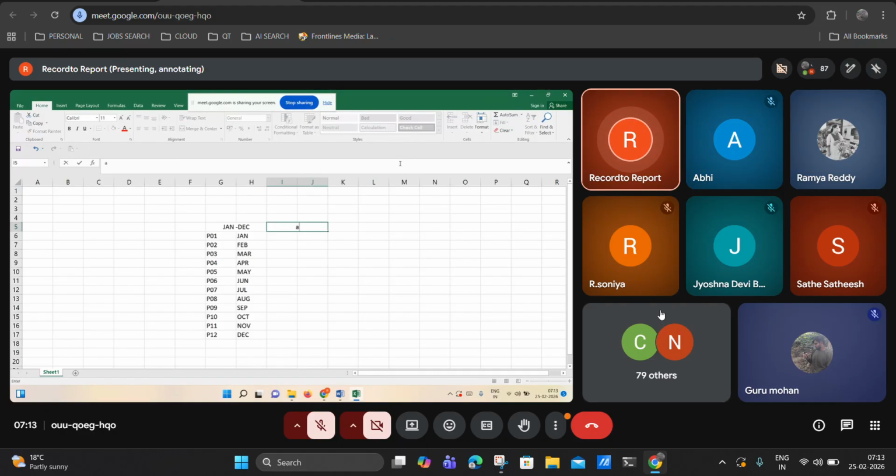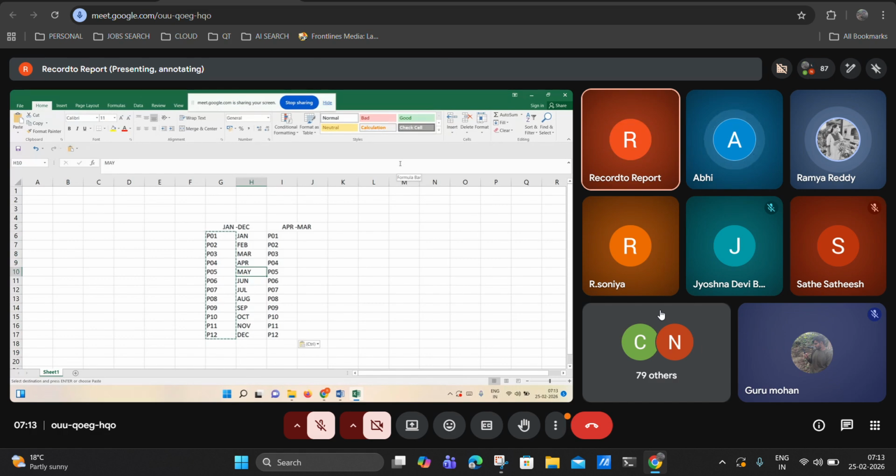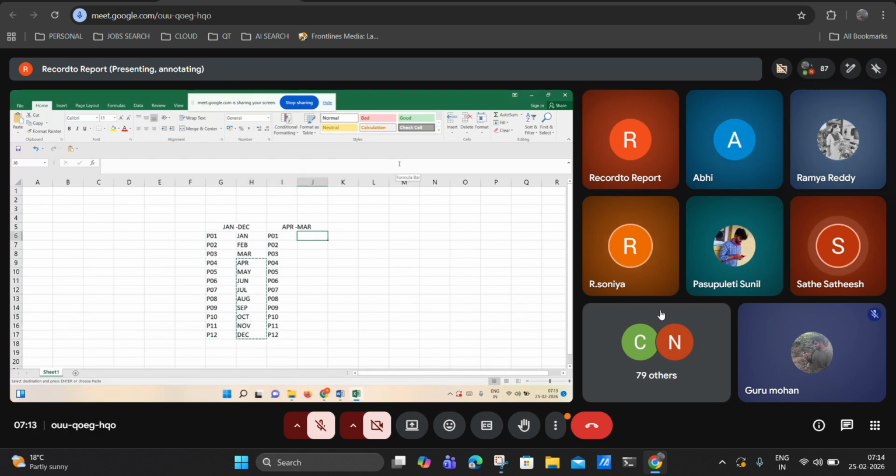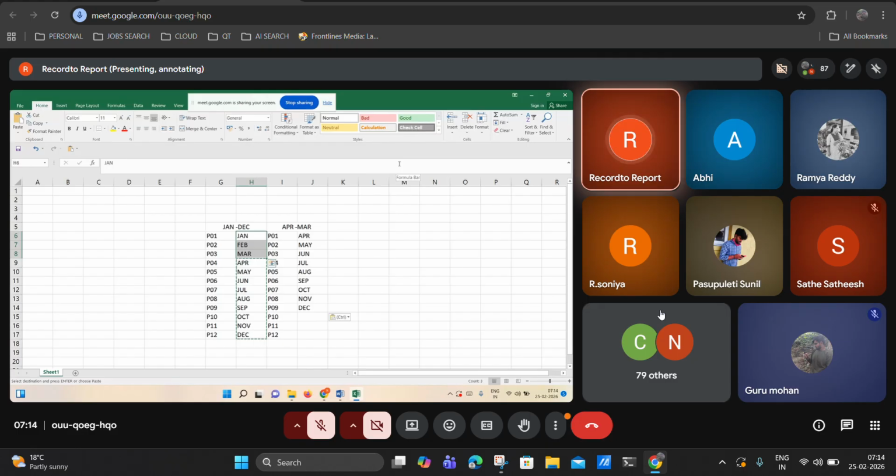For example, a company is following the April to March cycle. So which month will be the P1? April. April to March. So what will be the period end? March. Sorry, March.